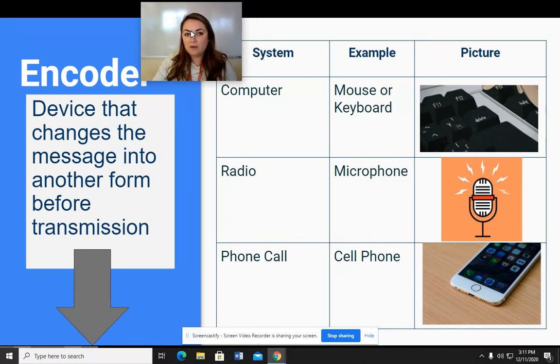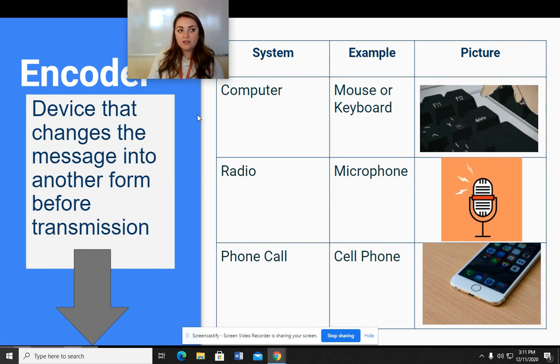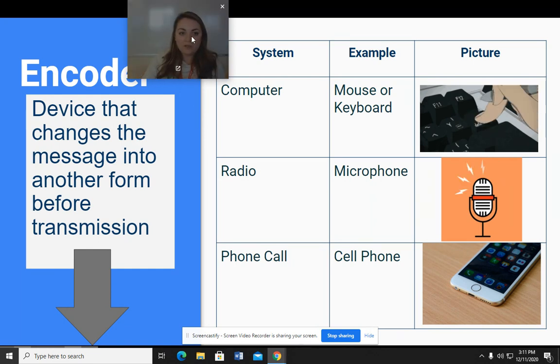The way I like to think about this is that when you are trying to communicate through different devices, like a cell phone or a computer or radio, you don't speak computer language, okay? You don't speak radio language. You don't speak phone call language. You have to somehow encode or change your message into electrical signals that the computer can understand, that the microphone can understand, that the cell phone can understand. And we do that with the encoders.